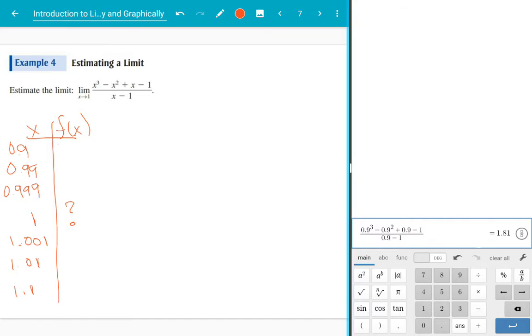So we're going to get 1.81. Okay, now let's add another 9. So we're going to add a 9 to each of these. I get 1.9801. All right, let's add another 9.